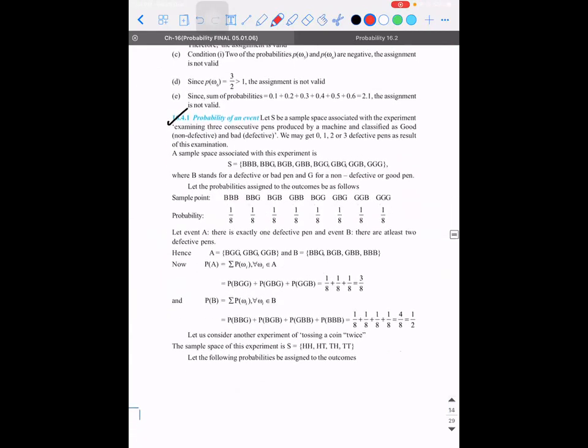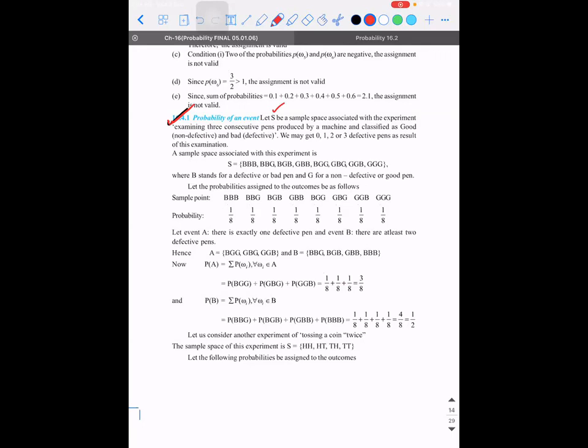Now let us see what is the probability of an event. I already told you, the probability of an event is defined as the number of elements in that event divided by the number of elements in the sample space. To make us understand, they have given an example. Let S be a sample space associated with the experiment of examining 3 consecutive pens produced by a machine and classified as good and bad. Good pens are non-defective, bad ones are defective.